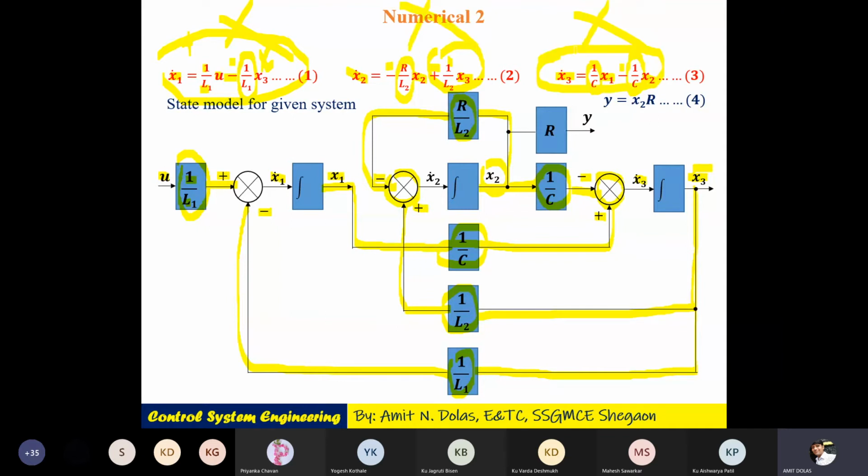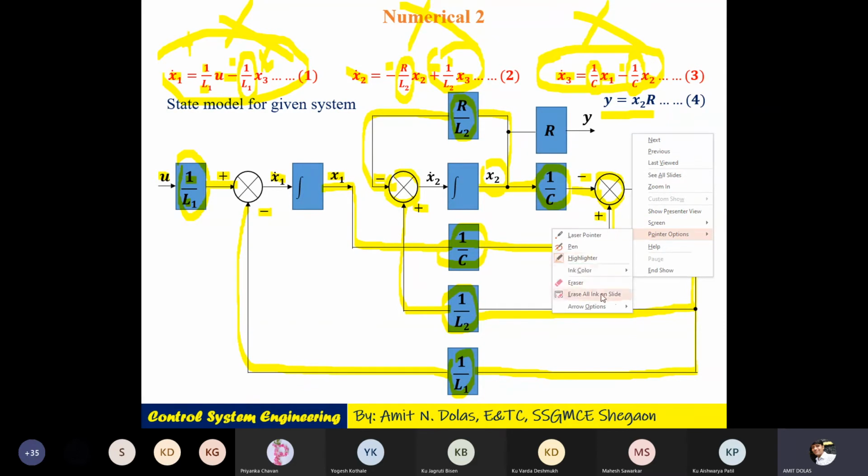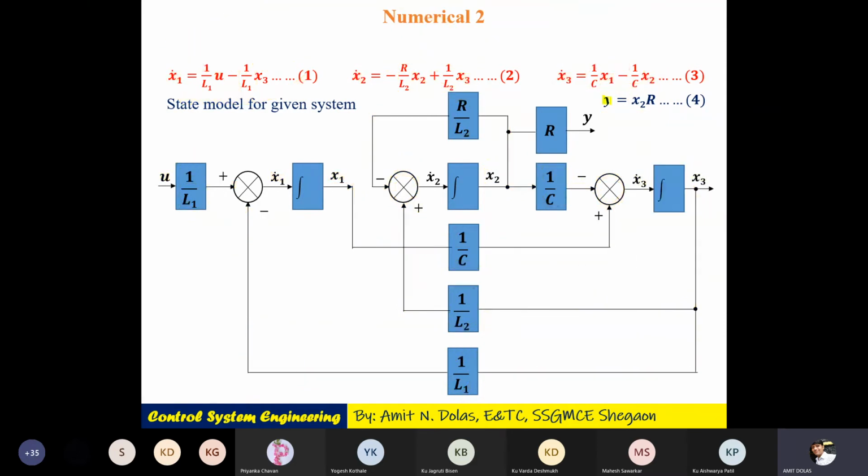Don't think of x1 dot, x2 dot, x3 dot now. Last is y. In the initial example y was x3, so we directly wrote it, but here y is not x3. I'll erase the ink. Okay, we have completed the whole block, only y remains. Here y is x2 into r. Where is x2? This is x2. Draw one line from x2, pass it through the element r, and the output is nothing but y.